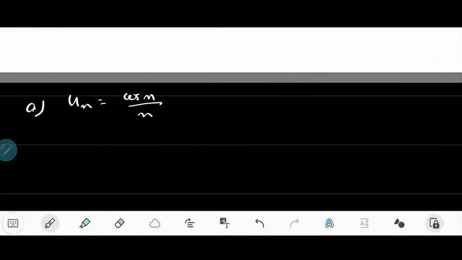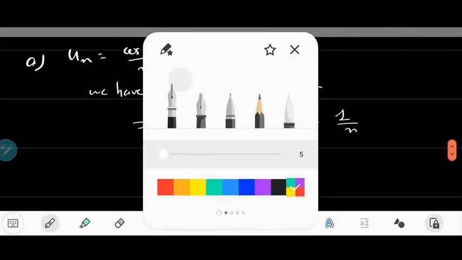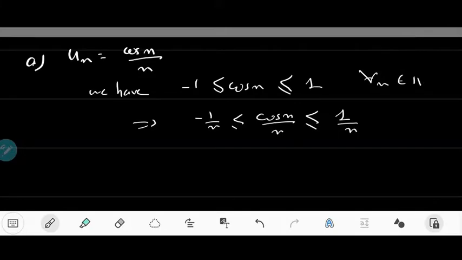Or we can think through the sandwich theorem. So with the sandwich theorem, we can say that we know that cosine n is always between -1 and 1, right? Then if you multiply it by 1 over n, because it's positive, cosine n over n is between 1 over n and -1 over n. Okay, then this is true, of course, for all n in N star.